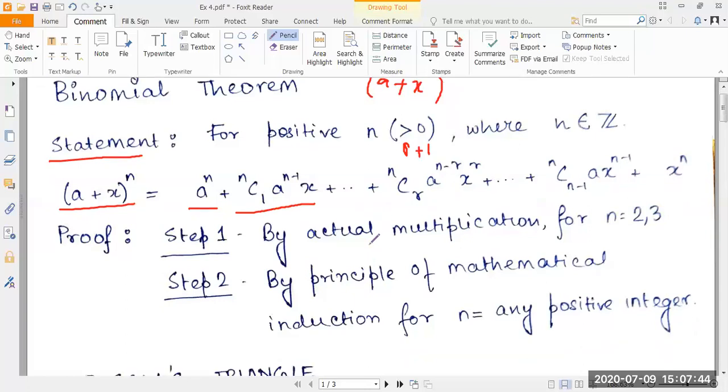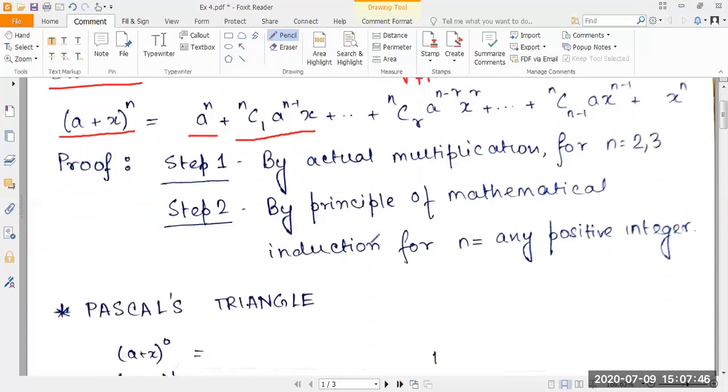Of course, this binomial theorem can be proved by the principle of mathematical induction. I will be doing a revision exercise on the principle of mathematical induction that I had discussed before. There I will be covering the proof, and the basic proof has 2 steps. In the first step, we show that the binomial theorem holds for small integral values like 2 and 3, and we use the formula for (a plus b) whole square and (a plus b) whole cube.